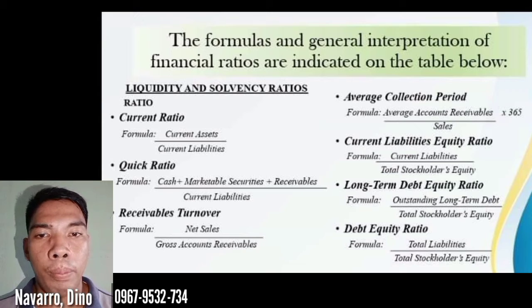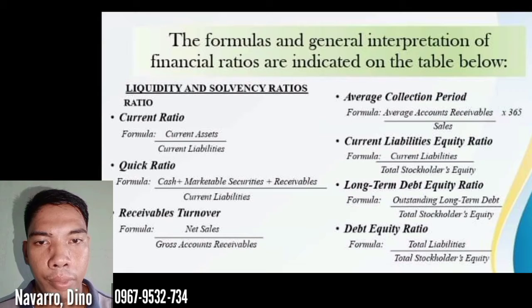Average collection period formula: average current receivables divided by sales, times 365. Average collection period is a true measure of the overall quality of the accounts receivable and of the credit policies of a business.